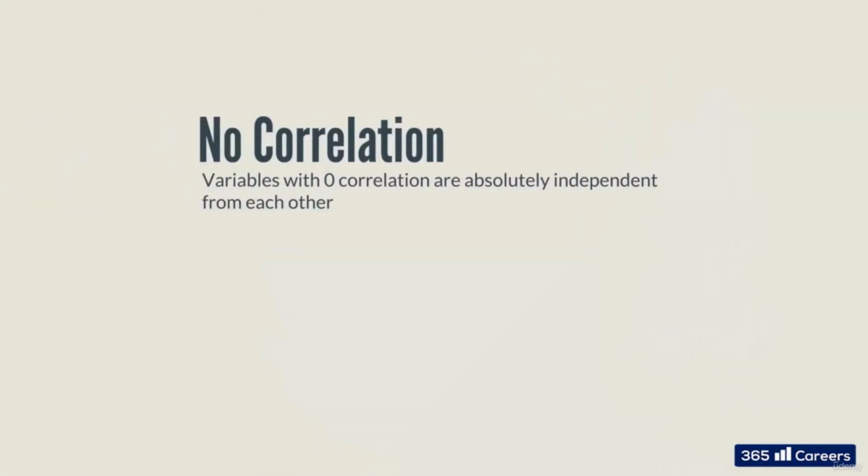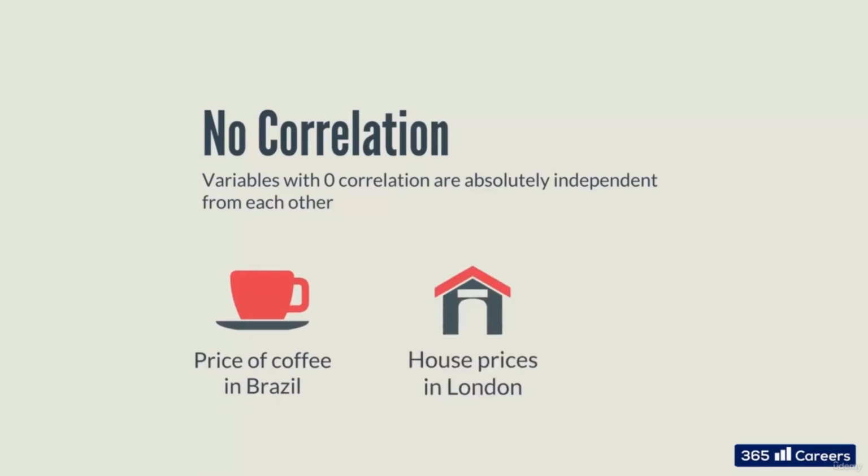A correlation of 0 between two variables means they are independent from each other. We would expect a correlation of 0 between the price of coffee in Brazil and the price of houses in London, right? The two variables have nothing in common.